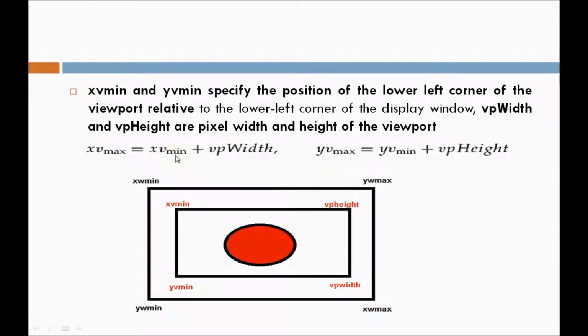Instead of VP height and VP width, you can use XV max and YV max. The formula for XV max is XV min plus VP width, that is viewport width. YV max is equal to YV min plus VP height, that is viewport height. Getting, guys? So you set the projection, you set the display clipping window, now you set the viewport. Then you can display your image, you can project your image.